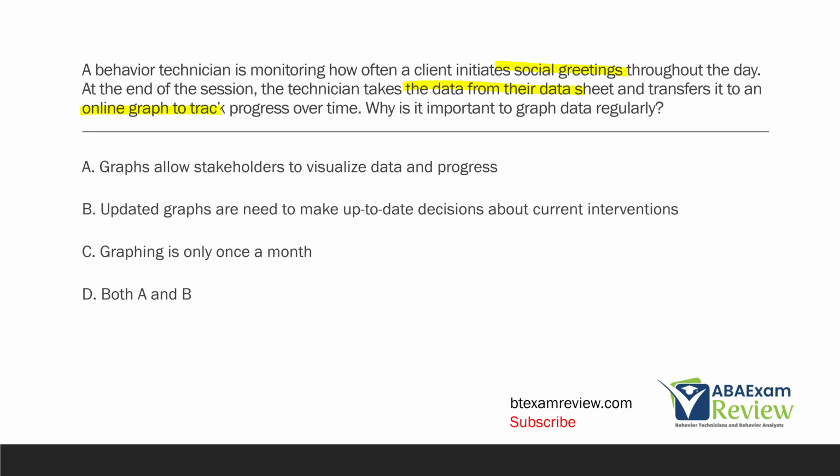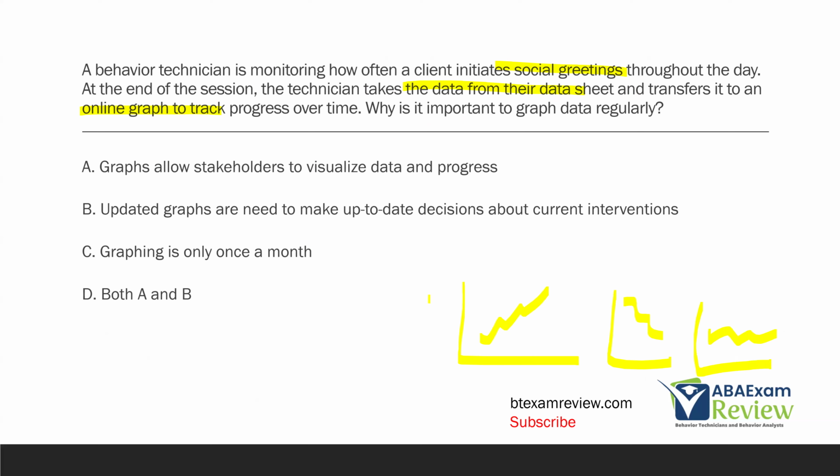Why do we have such an emphasis on graphing in ABA? Well, in ABA, visual analysis is our primary way of analyzing outcomes. So that graph allows us to visually analyze progress. If I have a graph that looks like this, I can pretty quickly see an upward trend. If I have a graph that looks like this, I can see a downward trend, and something like this, pretty flat. You can look at those graphs very quickly and understand what is going on.